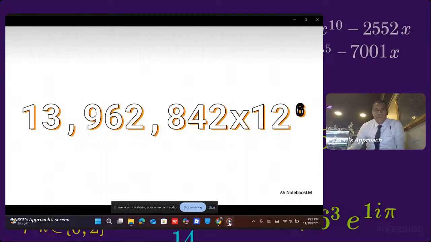But then we get to k equals 5, and everything changes. Bam! The pattern just shatters. We finally find a clue that isn't 0, and it's not just some small number, it's a massive value. Almost 14 million times 12 to the 6th power. This is our first major break in the case.